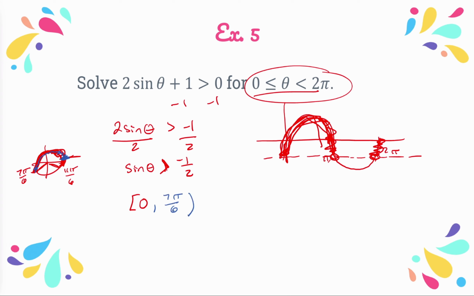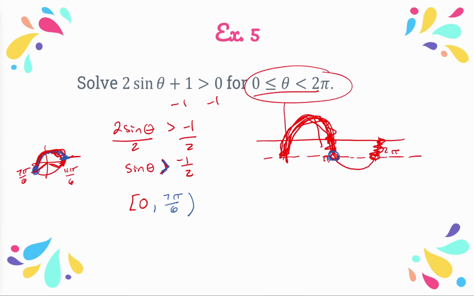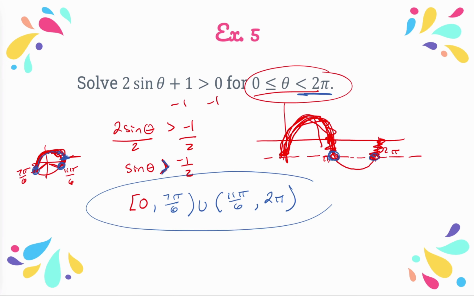We're not including 7 pi over 6. It's an open circle here because this is strictly greater than. And then also from 11 pi over 6, not including 11 pi over 6 again, because that would be equal to. And then to 2 pi, not including 2 pi. So that would be our solution set.